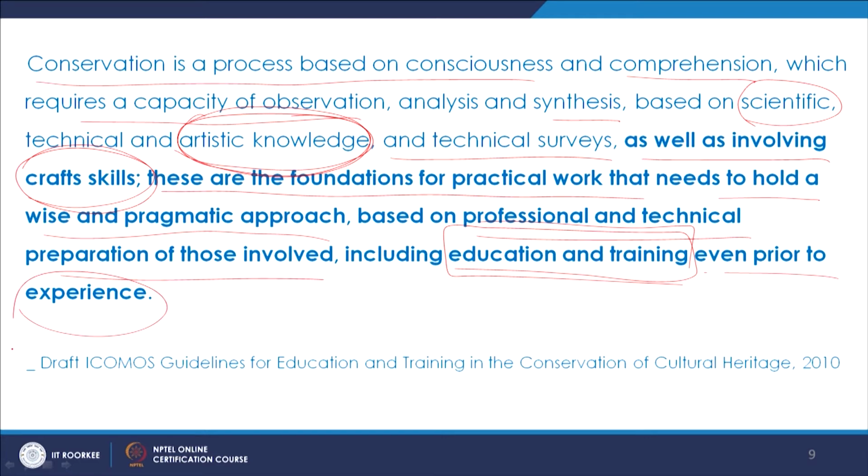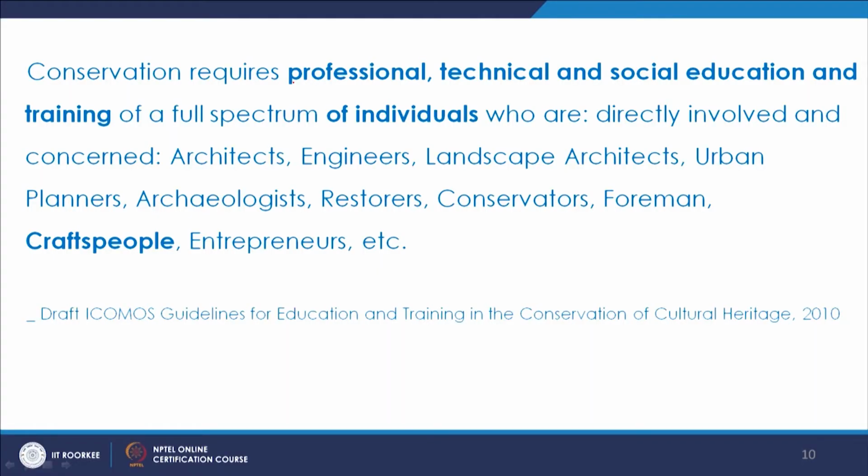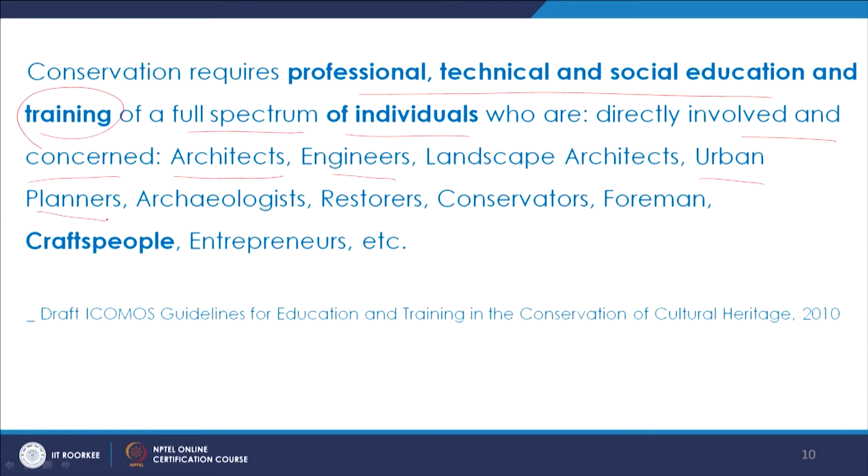So, we see that this is the focus of the guidelines and they are repeatedly mentioning the importance of education and training. Conservation requires professional, technical and social education and training, again of a full spectrum of individuals who are directly involved and concerned, and these individuals could be architects, engineers, landscape architects, urban planners, archaeologists, of course the restorers, conservators, foremen, and here we see the mention of craftspeople again, and the entrepreneurs.